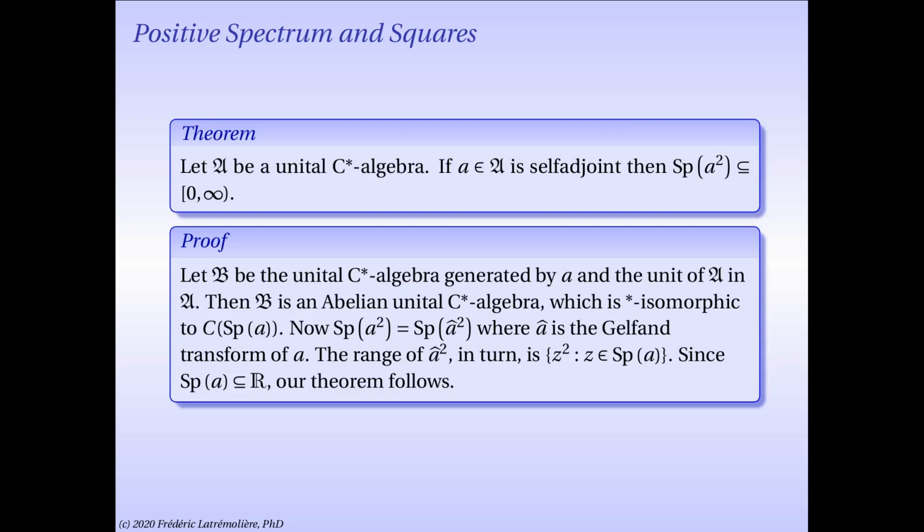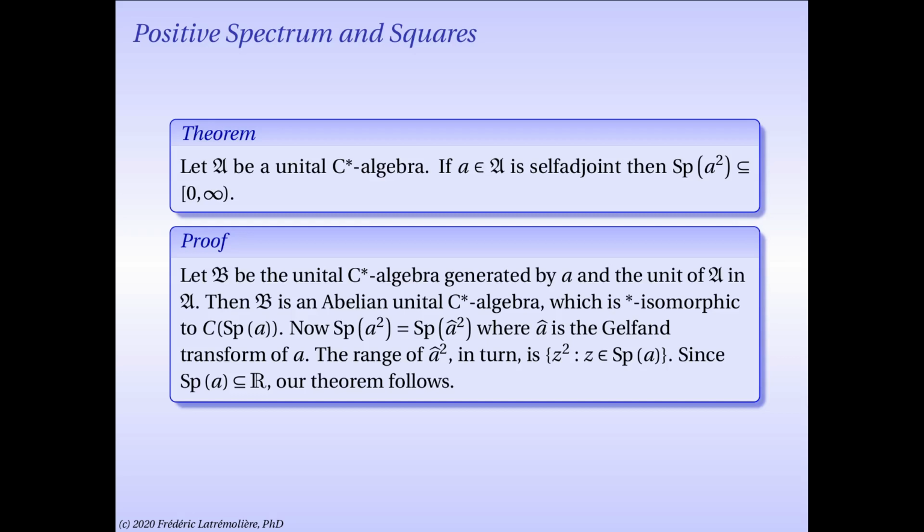So, as an abelian unital C-star algebra, it's star isomorphic to the continuous functions on some space, and here, of course, the space is going to be the spectrum of A. So B is star isomorphic to the continuous functions on the spectrum of A, and it is in fact so via the Gelfand transform. Now, a result we've studied when we studied the Gelfand-Naimark theorem is that the spectrum of A squared is also the spectrum of the Gelfand transform of A squared. In other words, the range of the square of the Gelfand transform of A.